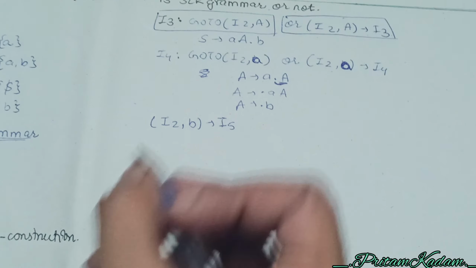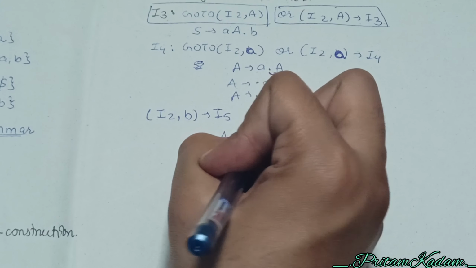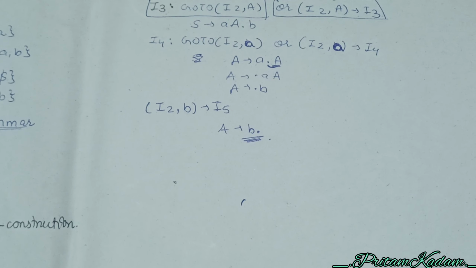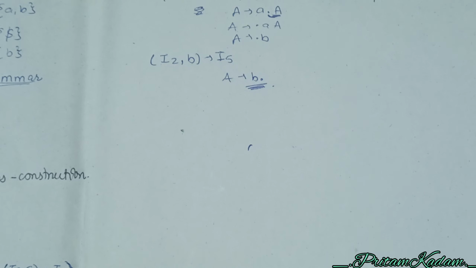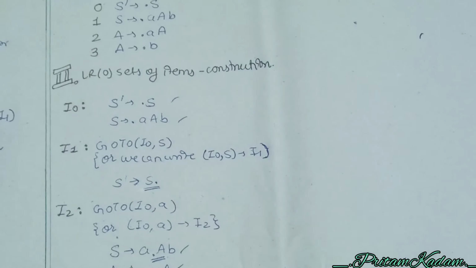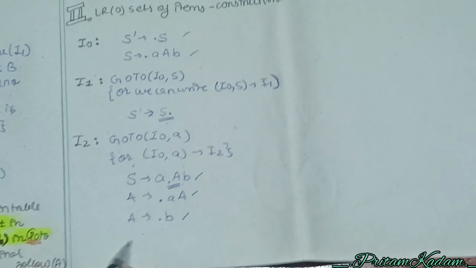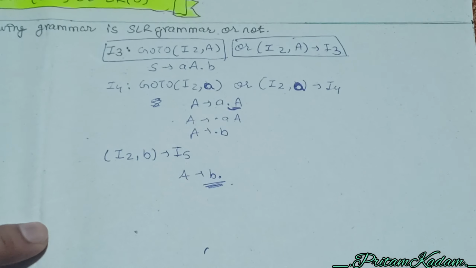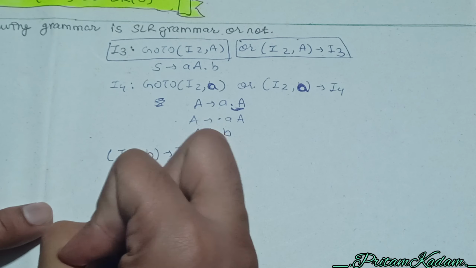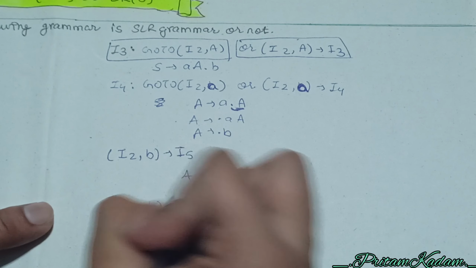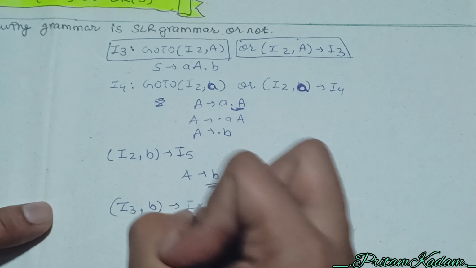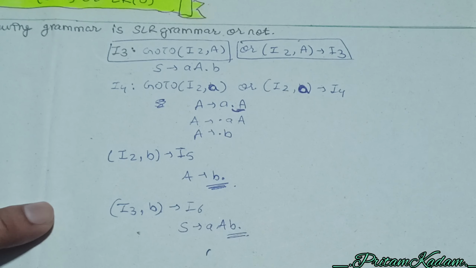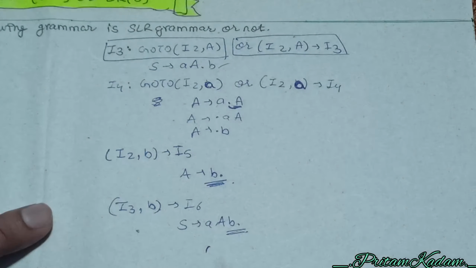Okay, I will just write this part. So this is the final state only because the dot is at the final position. So we have completed I2, you can see. Now let us write for I3. So I3 on small b will give me the I6 state, that is S gives small a capital A B dot. Okay, this is a final state, so underlined.